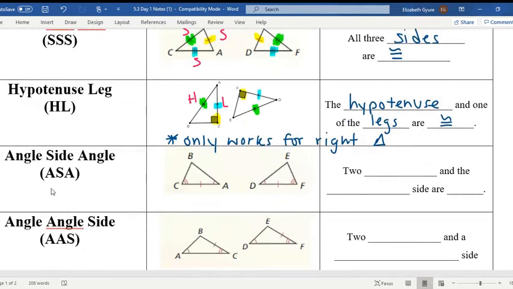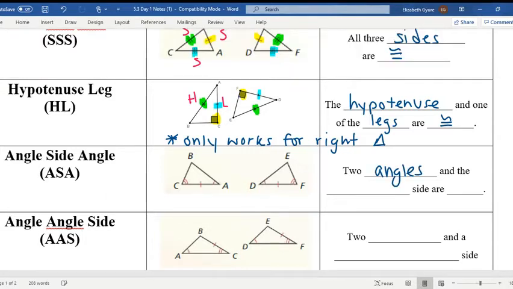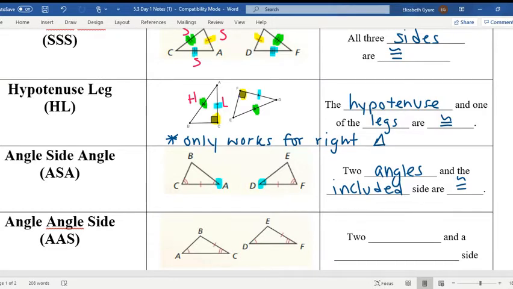Then we have angle side angle or ASA. That means we are going to have two angles and the included side being congruent. So two angles and the included side are congruent. So two angles, any two angles at all in your picture. So here we have that angle A is congruent to D. We have that angle F is congruent to C. So there are our two congruent angles. So here's a set of angles, a set of angles.